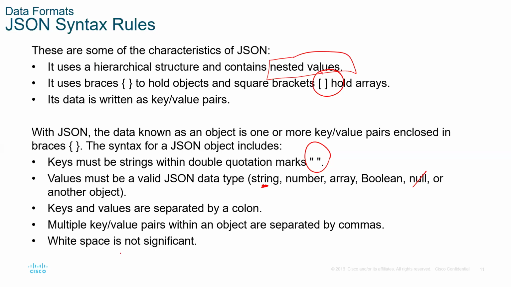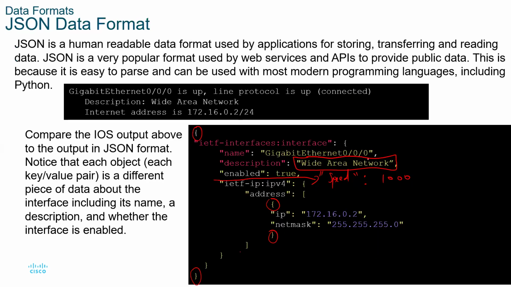What else? Keys and values are separated by a colon. Multiple key pair values within an object are separated by commas. Right. Here, this is a key pair value separated by a comma, another comma, another comma, another key pair value. But here there is no comma, because this is where the object is being closed by this one. So where the object ends, you don't have a comma, but in between to separate key pair values, there are commas.